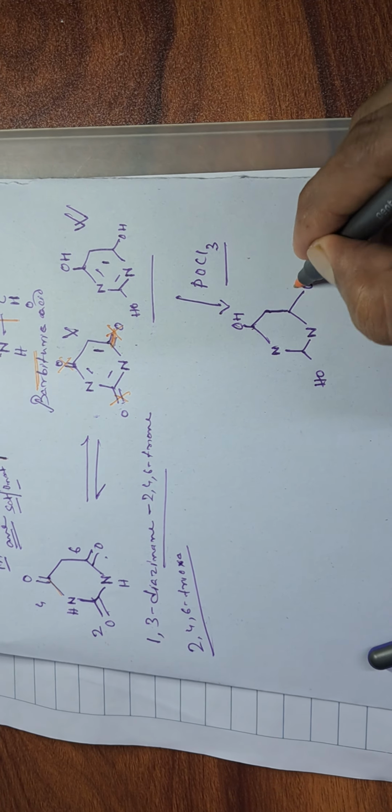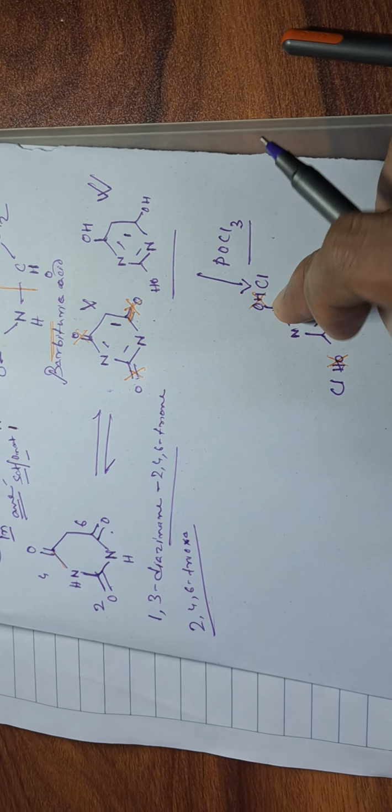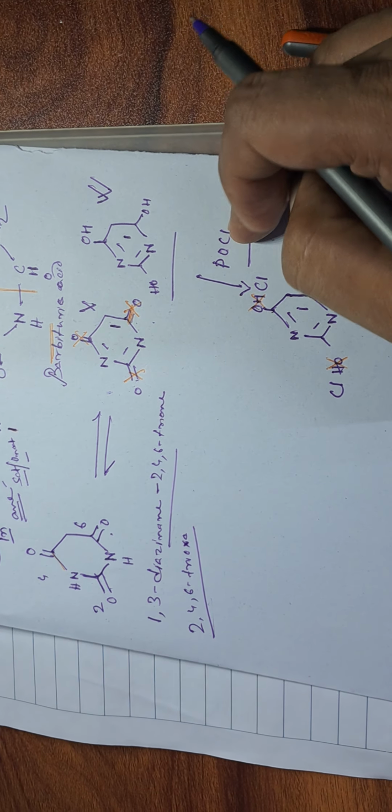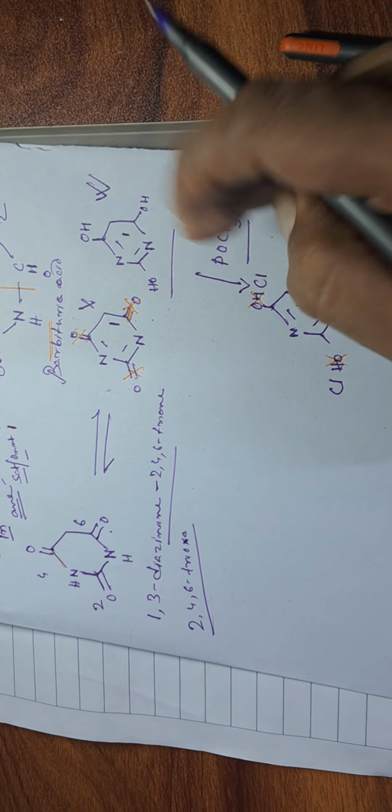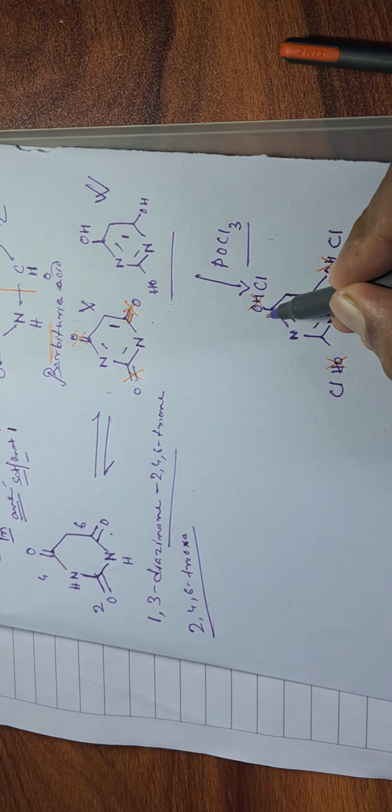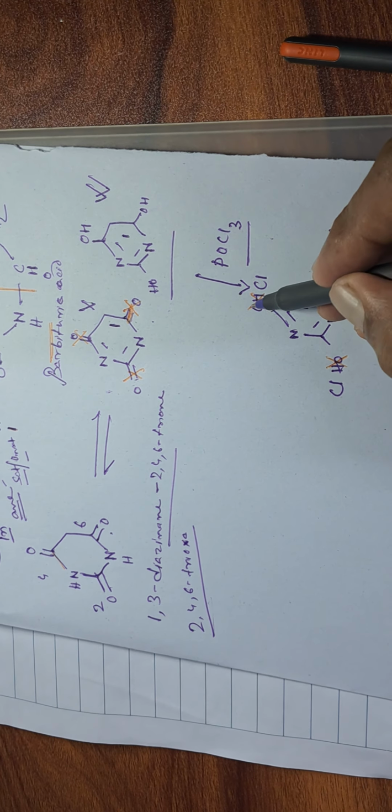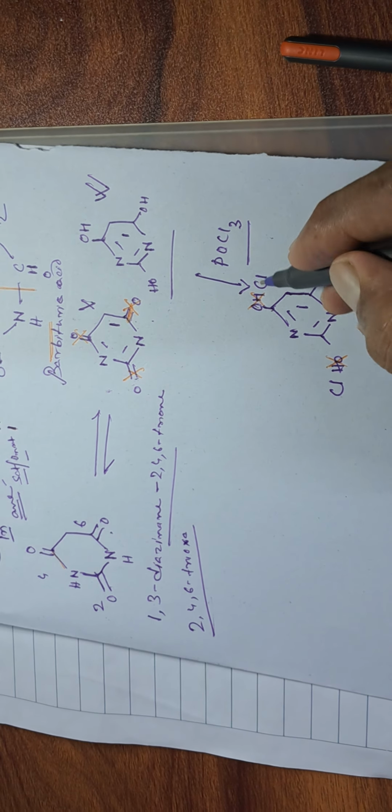Instead of hydroxyl, chloro and chloro will come, right? And the double bond should be there inside the ring, fine. So no hydroxyl, because I am treating this with POCl3. Once I am treating these with POCl3, what will happen? The hydroxyl will no longer exist, fine. Thus the hydroxyl will be replaced with chloro, fine.